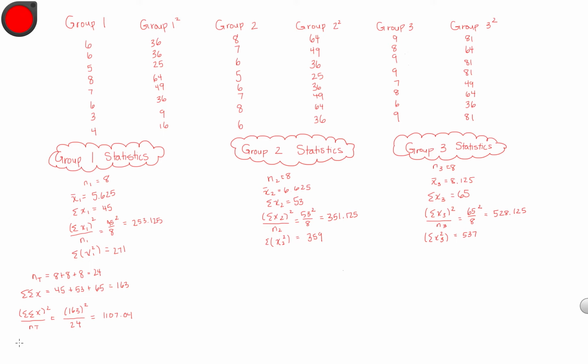We have the sum of sigma x squared over n. Look here, we already have sigma x squared over n for each group. Here's sigma x squared over n for group 1, sigma x squared over n for group 2, and sigma x squared over n for group 3. So to find the sum of sigma x squared over n, we're just going to add those three terms up.